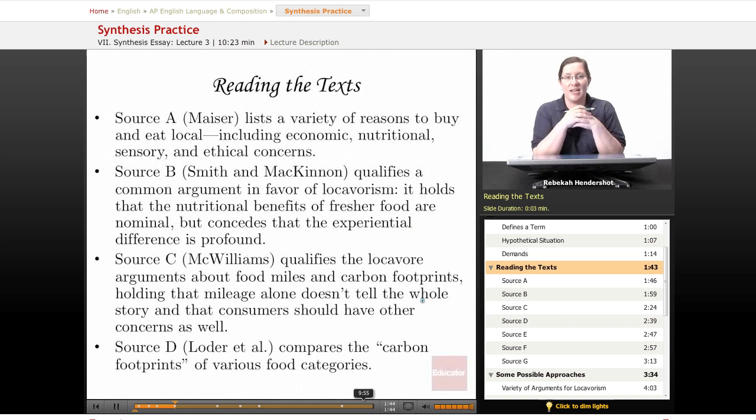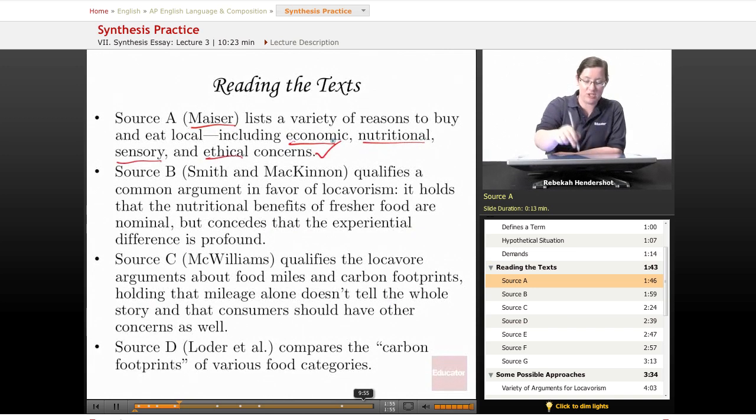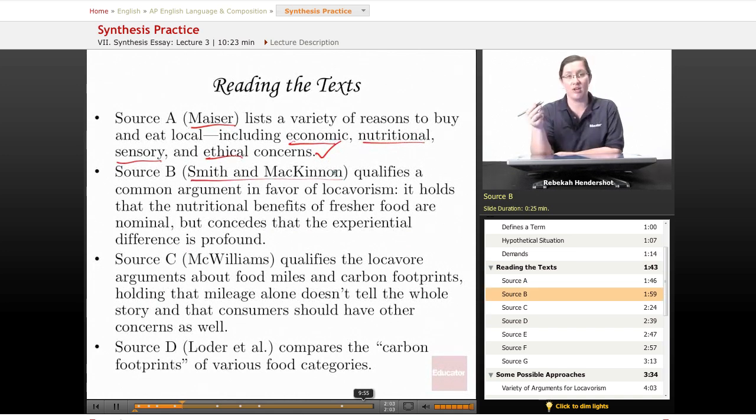Let's look at the texts and see what they say. Source A, which is by Mazur, lists a variety of reasons to buy and eat local, including economic, nutritional, sensory, and ethical concerns. So these are all reasons that locavores give for locavorism. Source B, which is Smith and McKinnon, qualifies a common argument in favor of locavorism. It holds that the nutritional benefits of fresher food are actually nominal. So that nutritional explanation up here, they're saying, well, it's not that big a difference. But the source does concede that the experiential difference is profound. This food tastes better. It's a better experience to buy and eat it.